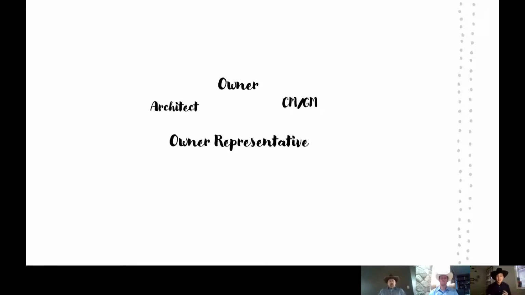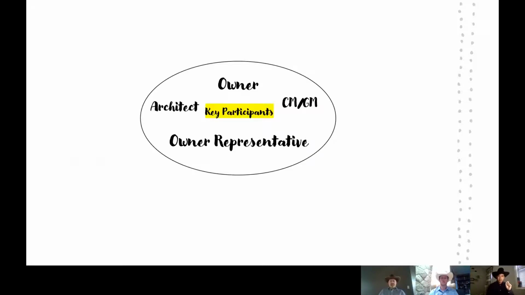So let me paint you a picture about the parties involved and how IPD makes decisions, right? There needs to be a leading factor or a consensus around IPD. So let's say you have your owner, or your primary designer, your architect, or your primary builder, along with some representatives of the owner and 2 or 3 representatives for both the architect and the CM or GM. These are your key participants. These are the people that make the decision through a consensus.